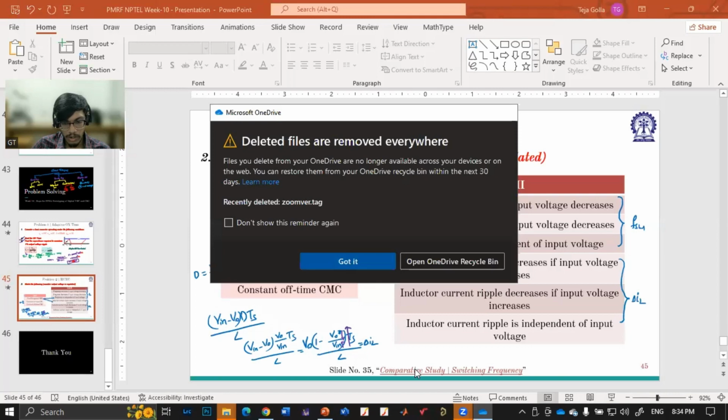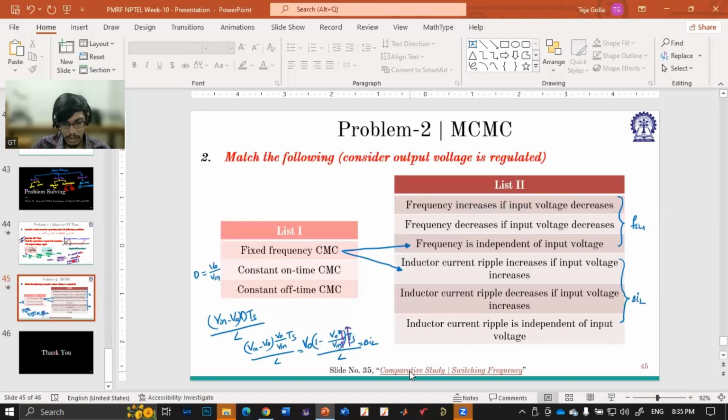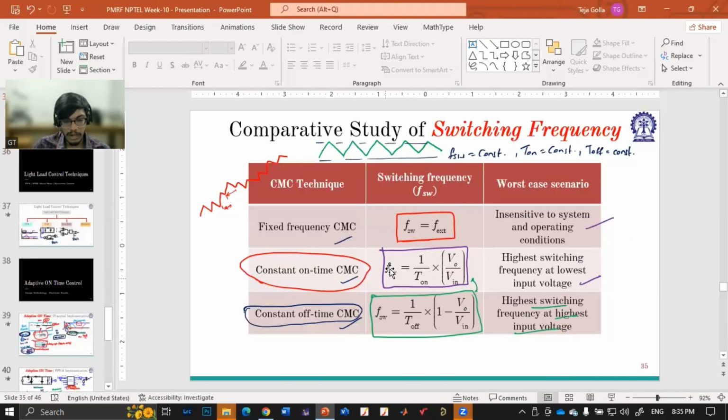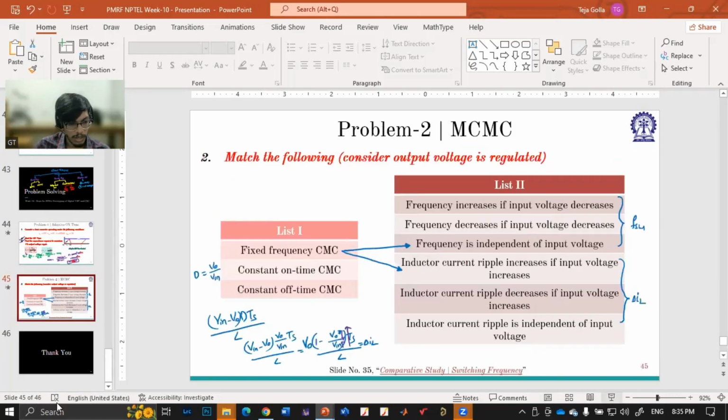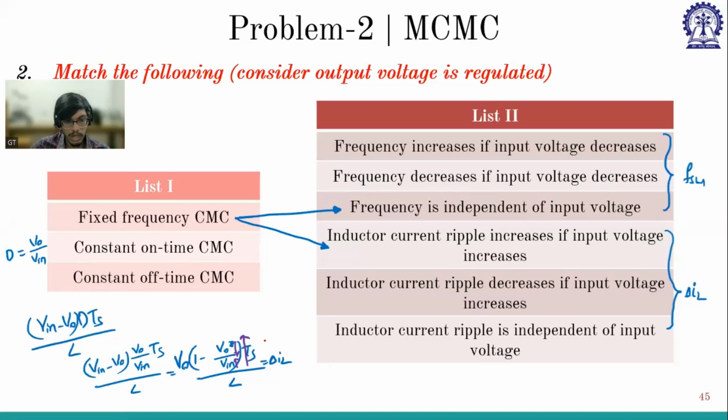So I'll go back to slide number 35. Slide number 35: switching frequency, say on time is fixed. Switching frequency is inversely proportional to V in, right? Constant on time. And off time it is directly proportional. So on time it is inversely proportional. I'll change the color, use red color. So constant on time inversely proportional means the first part. And we have seen that constant on time.